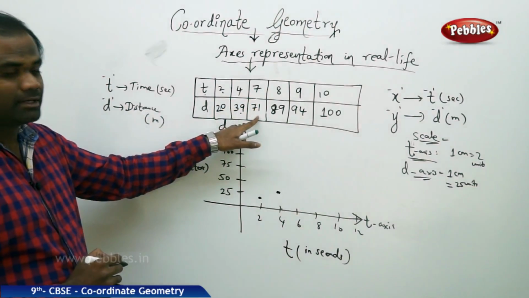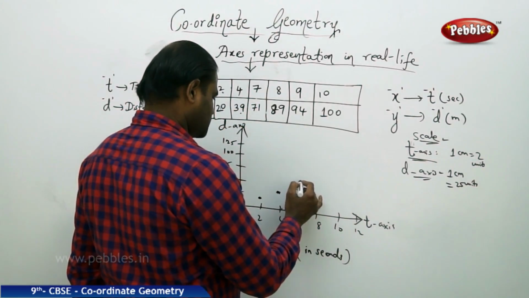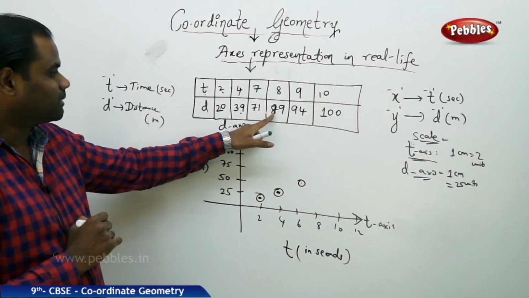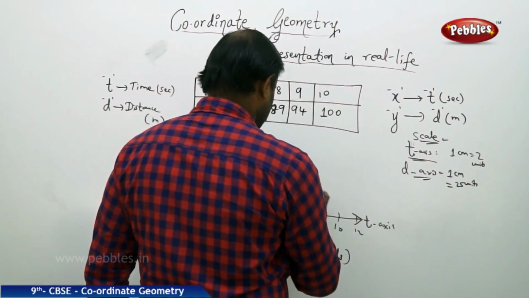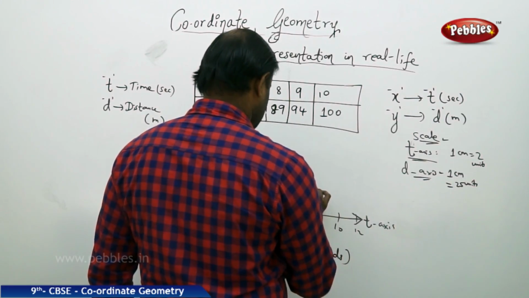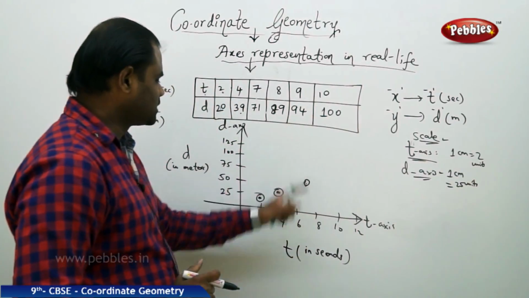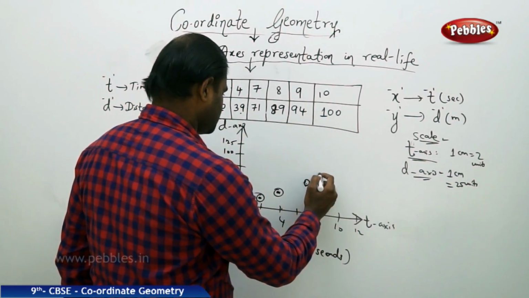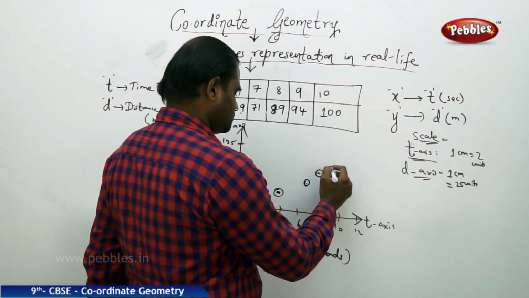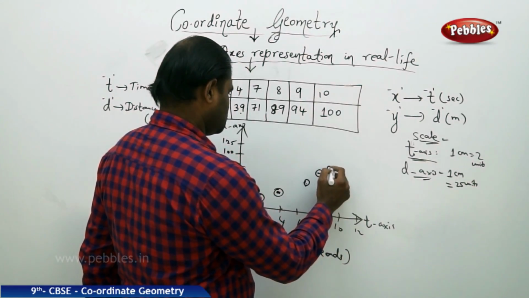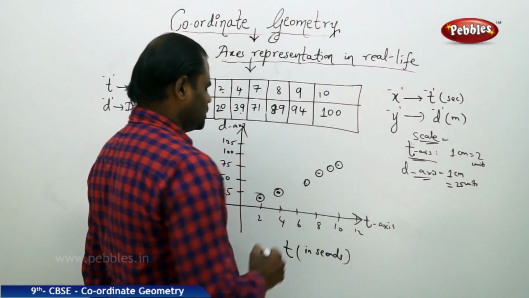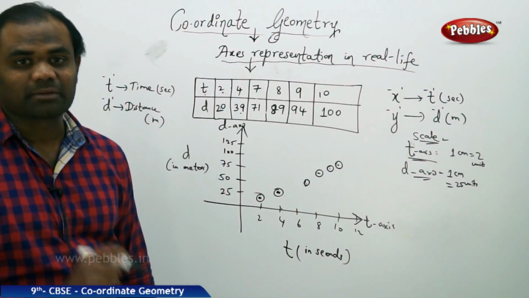My t is 7, my distance is 71, so I have this to be approximately here. When I have 8 seconds reached, my distance would cover 89. And 9 seconds is 94. And 10 seconds is 100. This is how I make the distance time graph.